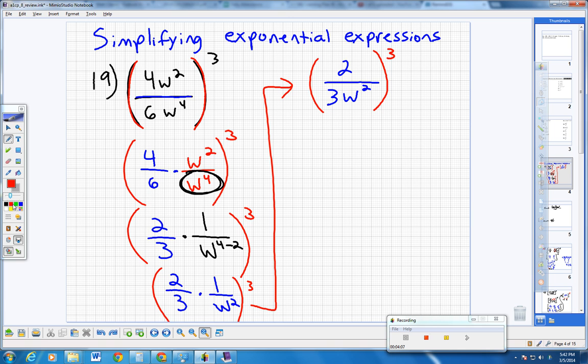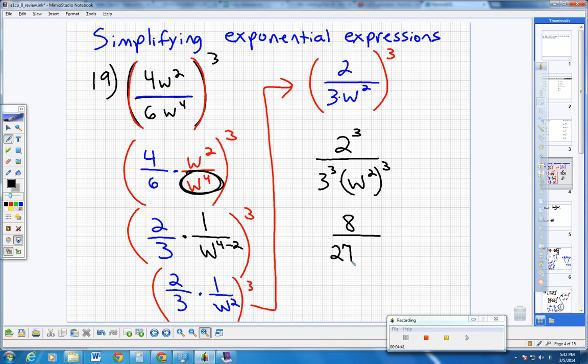When I raise these to the power, it breaks down those parentheses. So I have 2 cubed divided by, and remember, I need to raise everything that's being multiplied in the denominator, so 3 cubed times w squared cubed. I know that these are equivalent, so I'm going to keep moving down the line. 2 cubed is 8. 3 cubed, maybe you have that committed to memory, is 27. 3 times 3 is 9, 9 times 3 is 27. And w squared raised to the third power.